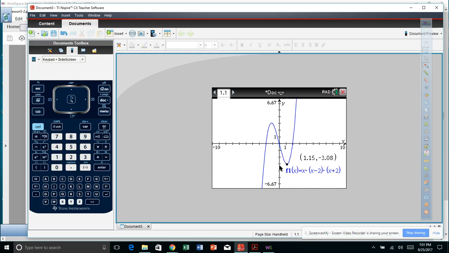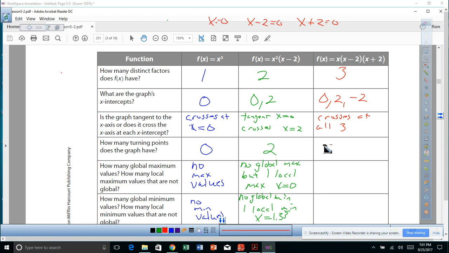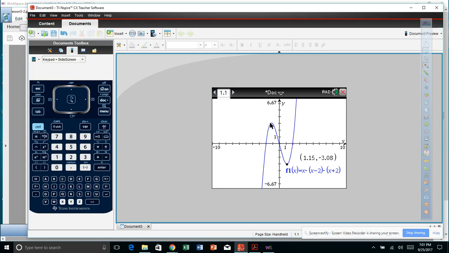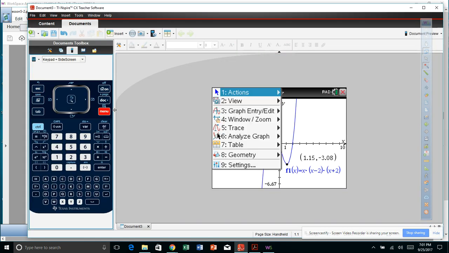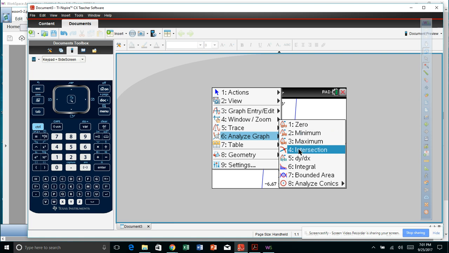How many turning points does the graph have? The graph has 2. It has 1 here and 1 there. So 2 turning points. How many global maximums or local maximums? It's got this one local maximum.